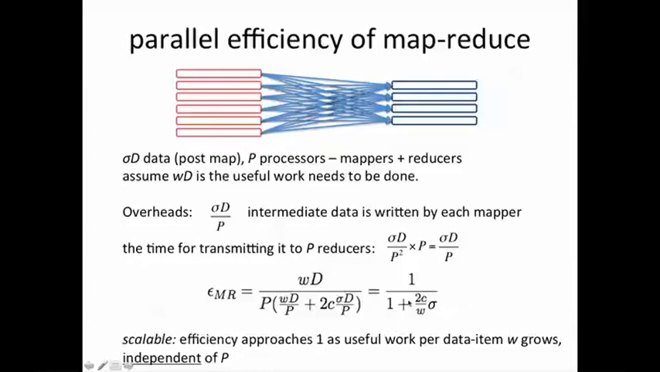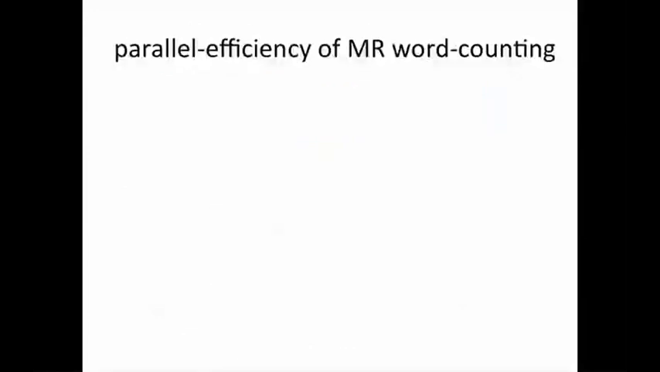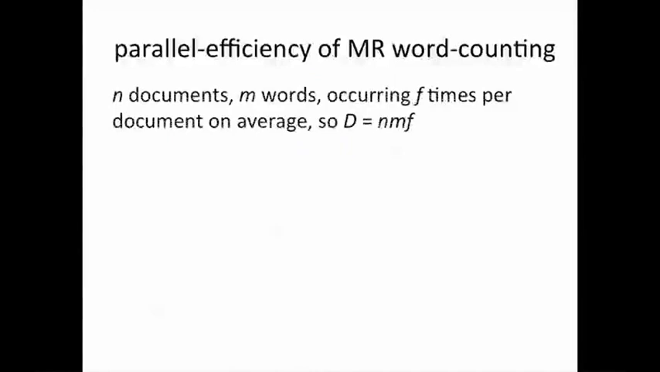Now this is quite intuitive, and we'll compute the parallel efficiency of our word counting problem using this formula. First, I'll let you try that. Remember that when we were counting words, we had n documents, m total possible words, each occurring, say, f times per document on the average. So the total volume of data to be processed is n times m times f.